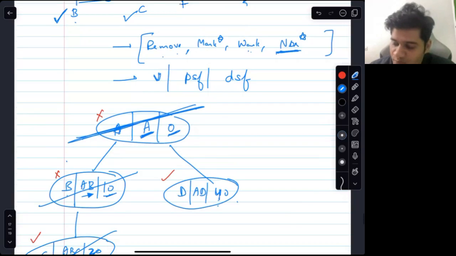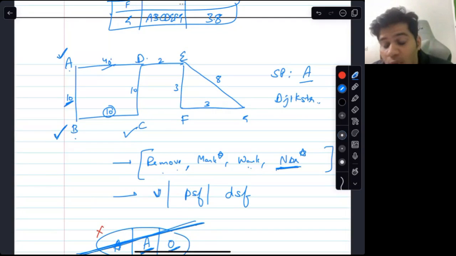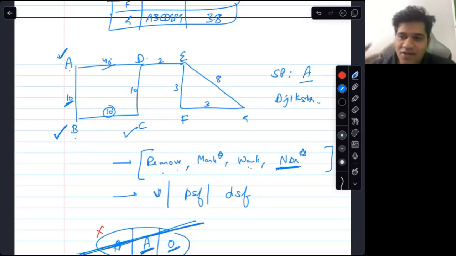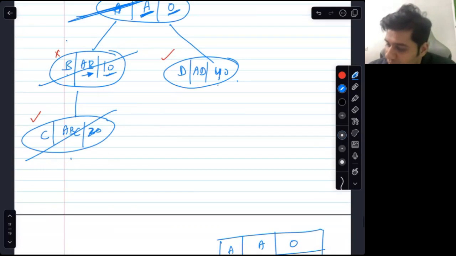Now neighbors. The neighbors of C are what? How many neighbors of C can you see? 2 neighbors, B and D. But which of the neighbors is not relevant? B is not relevant because B is already marked. So D is the relevant one. I will add D.